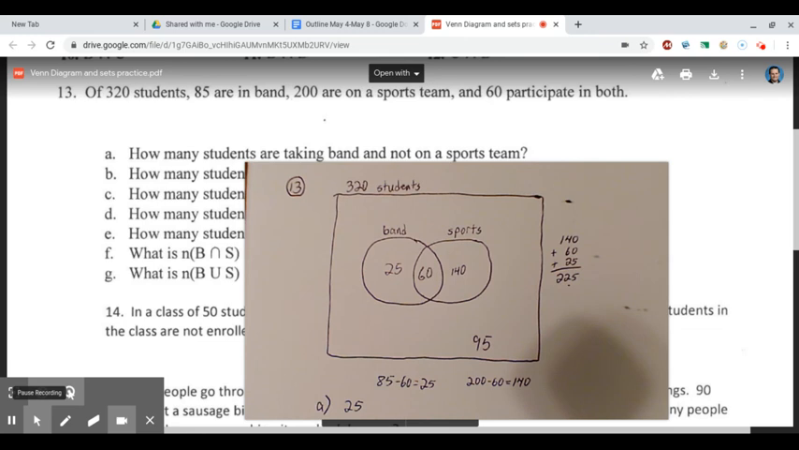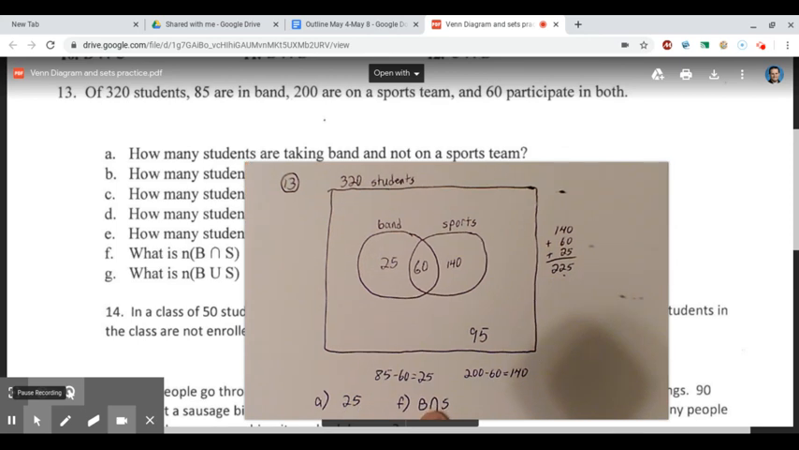Now for part F, since it's showing the intersection symbol, so B intersection S, so band and sports together, that's actually really easy. That's the students that are on both. So that's actually going to be the 60. That's the intersection. So that's a pretty easy question, even though they're using a symbol.